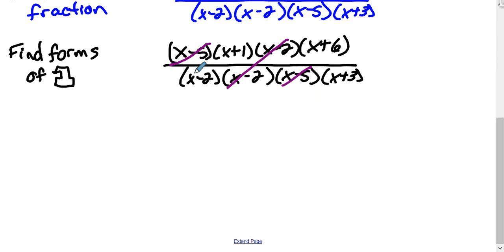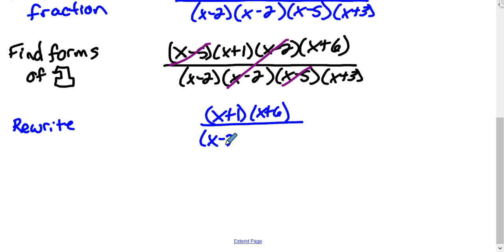So then we're going to rewrite in simplified form. So on the top we have x plus 1, x plus 6. In the denominator we have x minus 2 and x plus 3. Don't forget to write what x cannot equal. Looks like we lost a form of 1 here at 2, but I can still see 2, so I don't have to write 2. But the one I no longer see is the 5, so I have to write x cannot equal 5. This is perfectly fine to leave your answer.